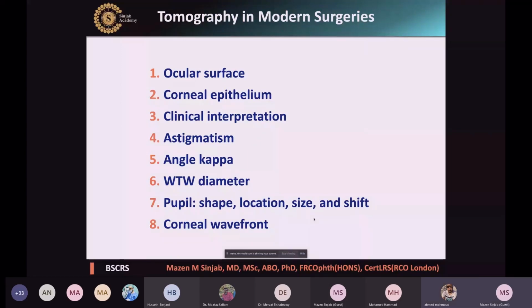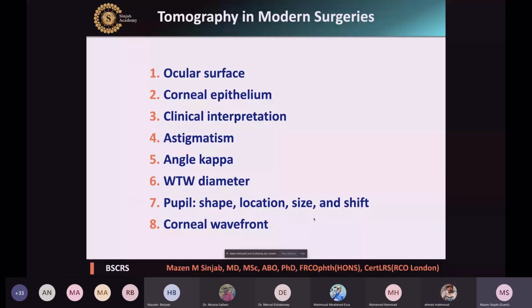We have to study always the ocular surface, corneal epithelium, and clinical interpretation to know how to interpret the Pentacam. I'm going to highlight the importance of astigmatism, angle kappa, white-to-white diameter, pupil, and corneal wavefront. Of course, I'm not going to talk about corneal wavefront in this session, because the second session, on the coming Thursday, will be devoted to corneal wavefront.